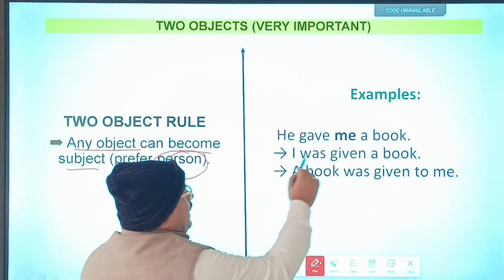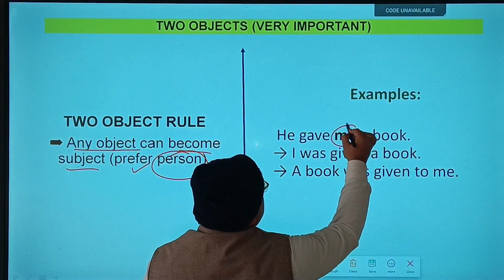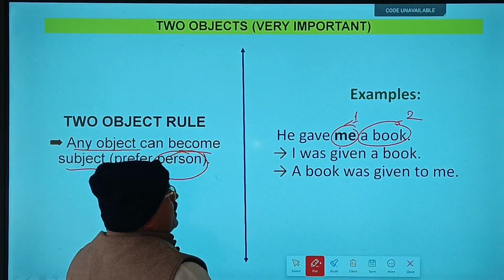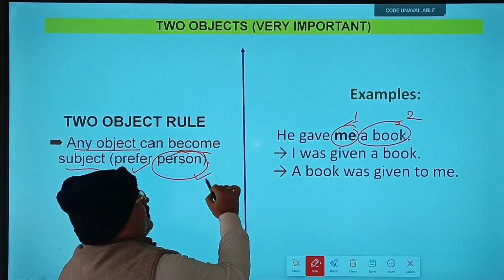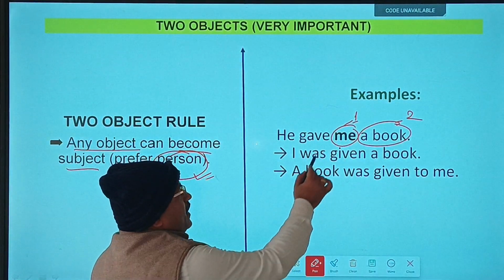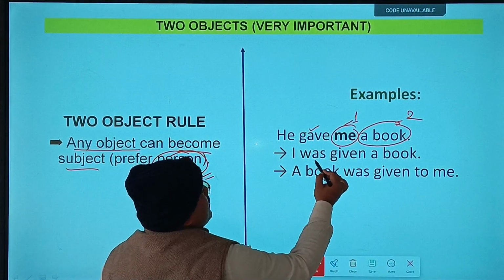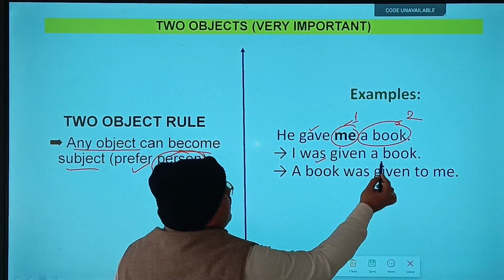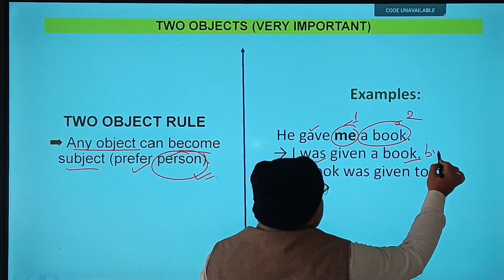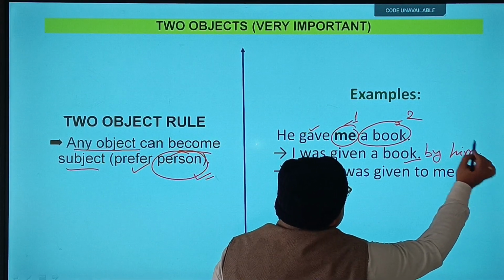Let us see. He gave me a book. Me is object 1, a book is object 2. Now, prefer person. So me is changed into I. I, simple past, was given a book. I was given a book. You can write by him. Yes or no?